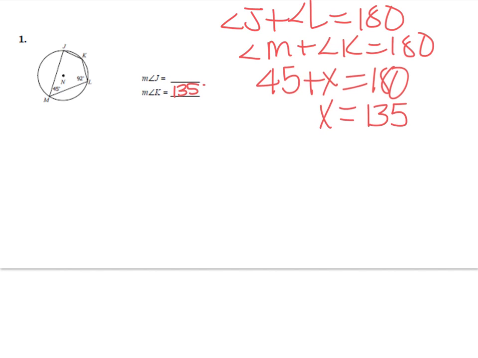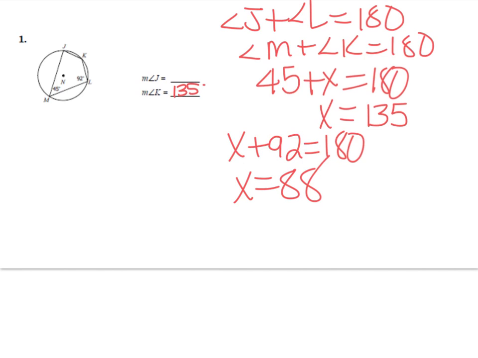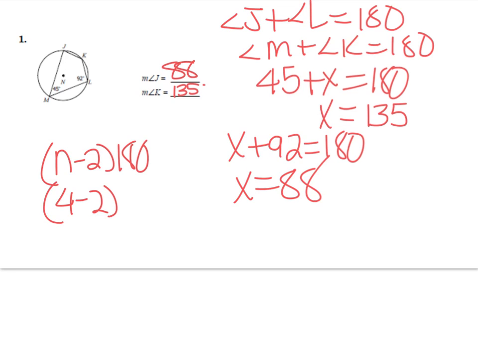Next, to find J, we're going to do J plus L equals 180. Here's the setup. We'll subtract 92 from each side, and this is what we get. X is equal to 88, so angle J is equal to 88. We know from polygons that n minus 2 times 180 gives us the interior angles. This is a four-sided figure, so 4 minus 2 is 2, and 2 times 180 is 360. So the angles inside of an inscribed quadrilateral add up to 360 degrees.